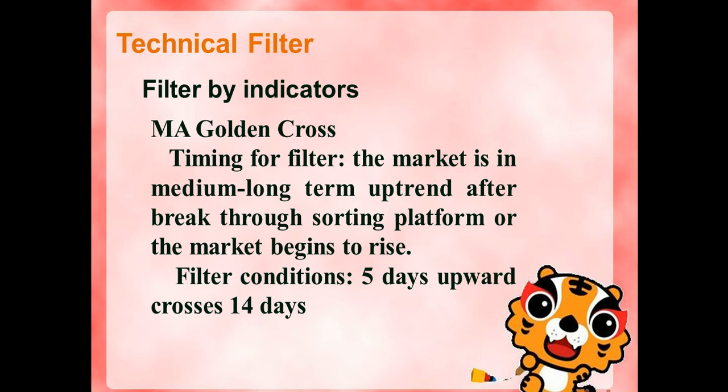If you use the moving average to filter, just the golden cross, okay, timing for filter. The market is in a medium to long-term uptrend. After a breakthrough, softening platform, or the market begins to rise. So if you use each method, you should check whether the market is suitable or not.